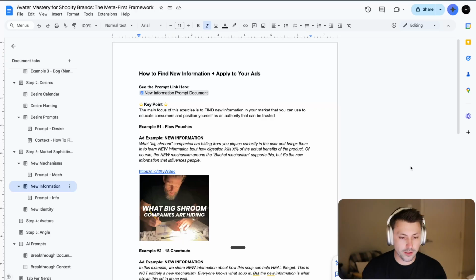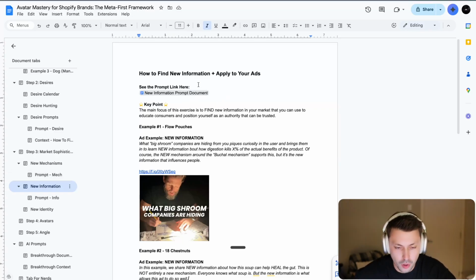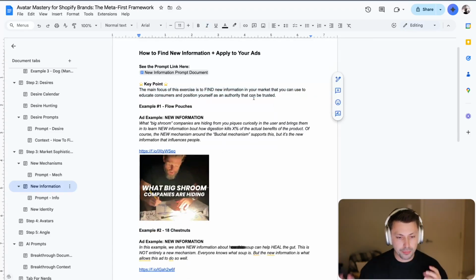All right, so as you can see on screen, we are now in the how to find information and apply it to your ads section. As in the new mechanism section, there's going to be a prompt for you guys to use. I'm going to show you what that prompt looks like. Just know that the key point here is that this can really be done manually as well. So don't just use this prompt to do it blindly. This is where all of your research comes into play as well.